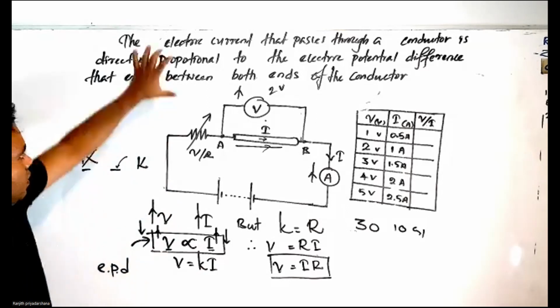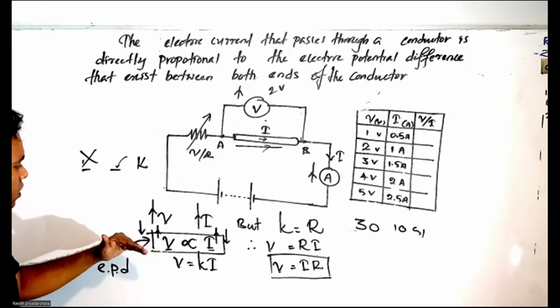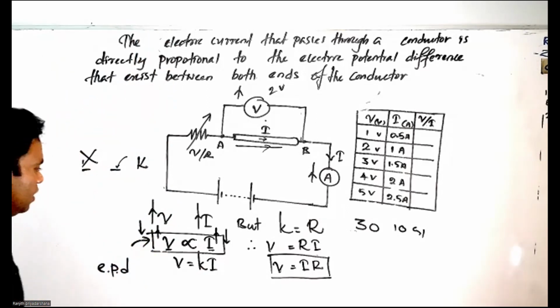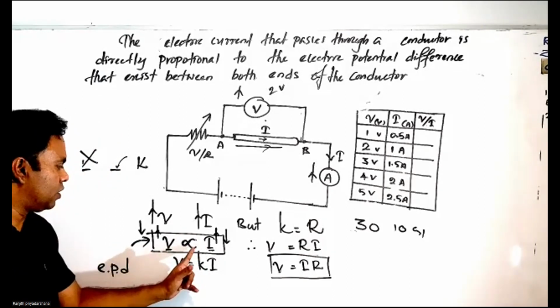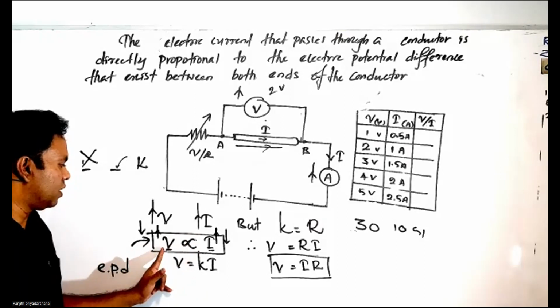That's why we call this V equals k times I. But when you define this, when you define Ohm's law, in the definition you have to write electric current is directly proportional to the electric potential difference.